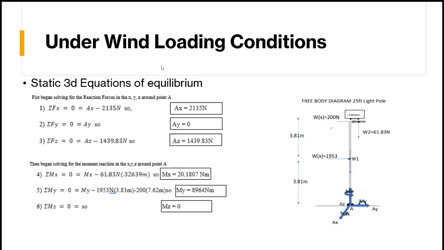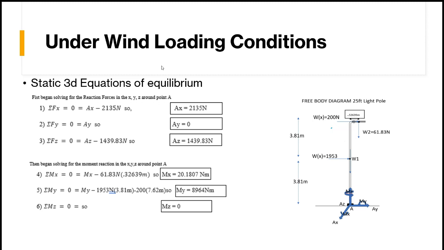So we solve for the static 3D equations of equilibrium. Again, we set the forces equal to 0 and we solve. In the x direction, we can see clearly that there is the wind load acting in the x direction, so we have a support reaction of 2,135 newtons. In the y direction, there is 0 because there are no forces acting in that direction. And in the z direction, we have the same support reaction based off the weight of the pole and its light fixture moving down in the z direction.